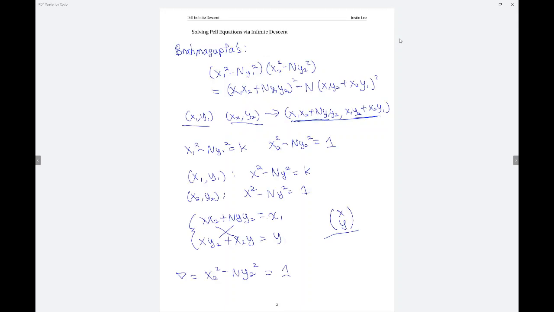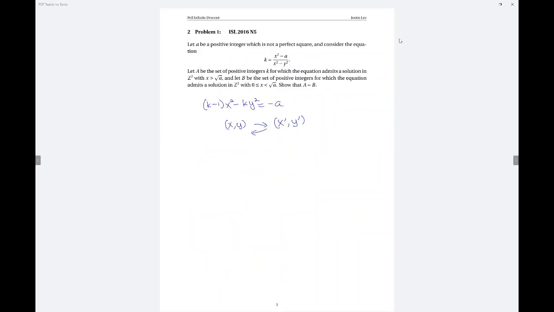But looking back at Brahmagupta's, this identity requires the coefficient of one of them to be 1. You won't get an algebraic identity with a coefficient not equal to 1. So somehow we have to get a coefficient of 1. And that's our first trouble here. How do we get a coefficient of 1?